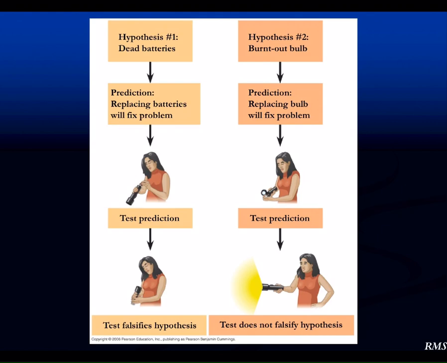I want you guys to realize you can never prove a hypothesis. You can only support that hypothesis. It can't be proven. Because what you would say here is, well, I proved it. I replaced the bulb and all of a sudden it worked, which means the bulb was burnt out. Not necessarily. Just based on our observations it worked, but we didn't prove that the bulb was burnt out.